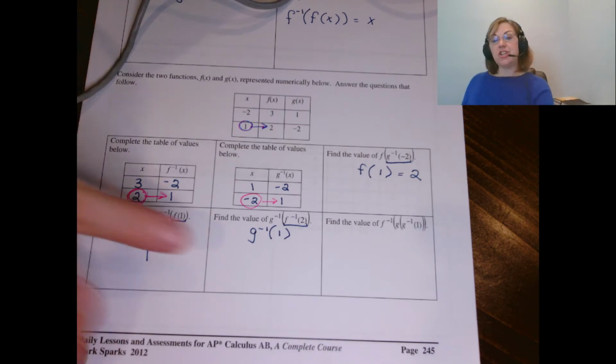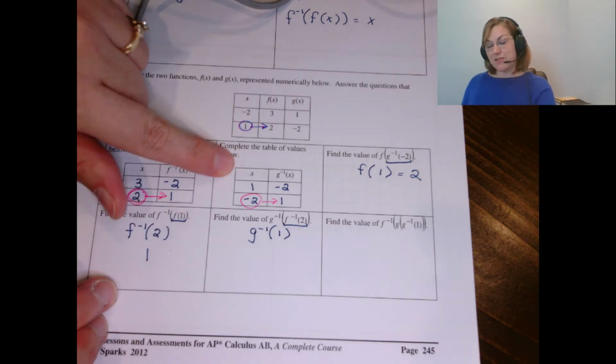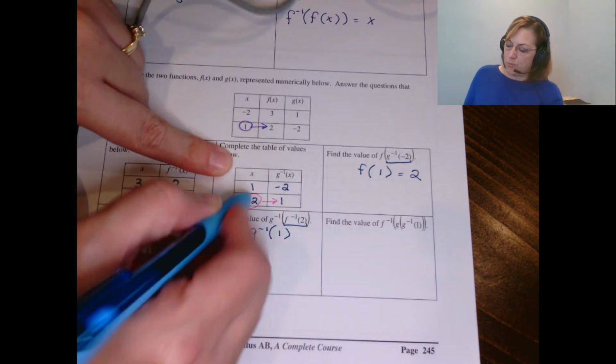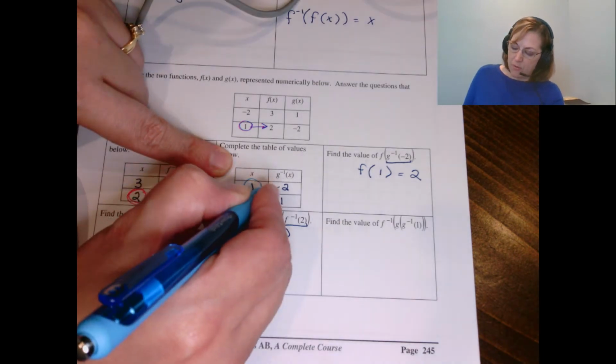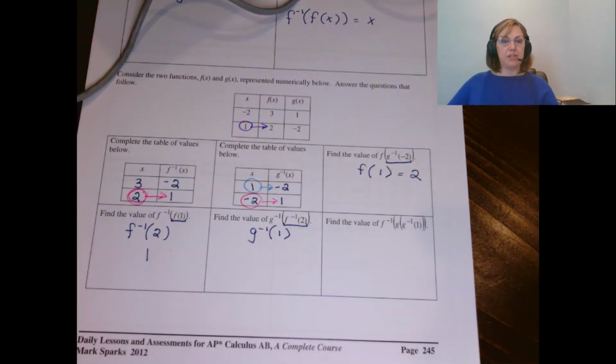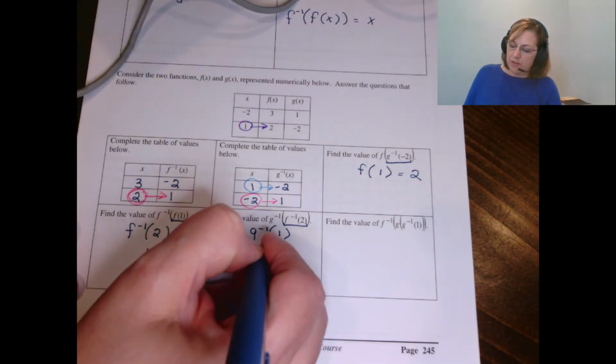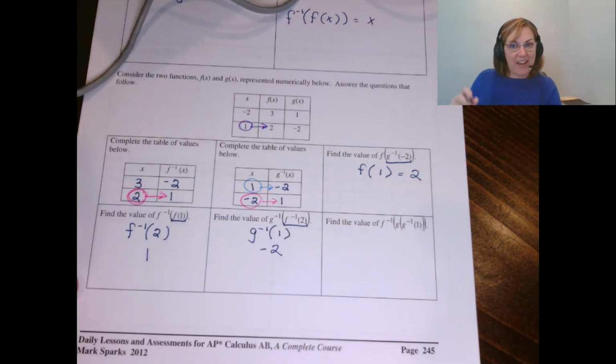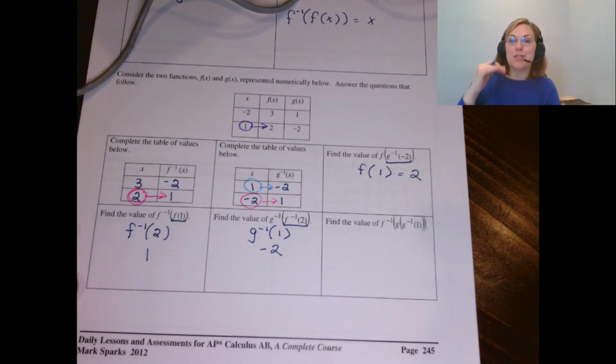Now go to your g inverse chart. When x is 1, we get -2. Are you getting the hang of it now? Looking at the right chart is so important. Now we're going to do 3 of them.